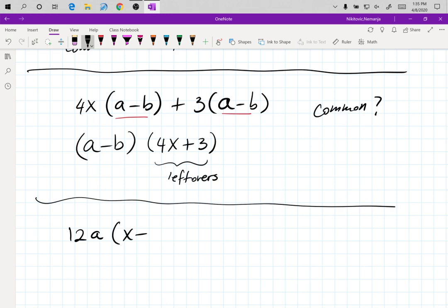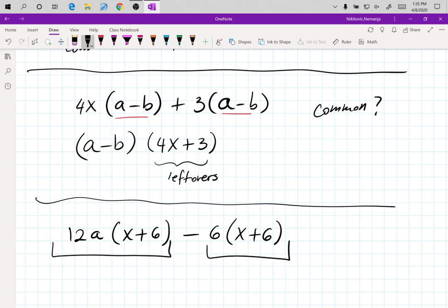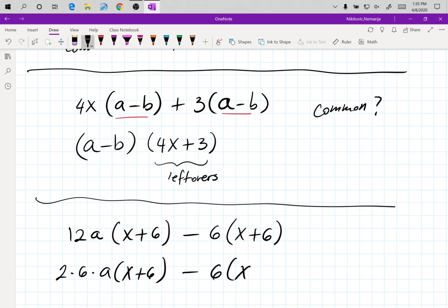12a(x + 6) - 6(x + 6). Aha! This term here and this term here have a 12 and a 6, and they have stuff in common. I see that x plus 6 is common, that's good. But I also have the numbers. So I have to break it into 2 times 6 times a (x + 6) minus 6(x + 6).